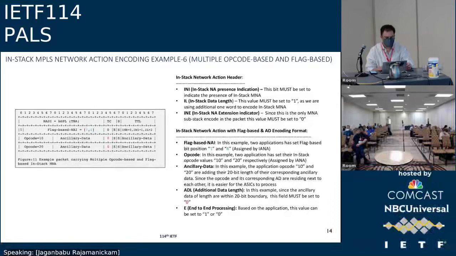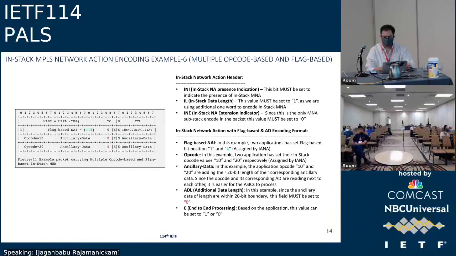So this is a multiple opcode based and flag based information carried in this packet. Here, if you see the flag based NAI, we have offset 1 and 4 carried, as well as the opcode based NAIs, where we are carrying opcode 10 and 20. And then when we see the length IL field, apart from the general header encoding, we are adding 2 more words. That's the reason the IL equal to 2 is set there. So that will tell the ASIC that it is encoding this many number of bytes.